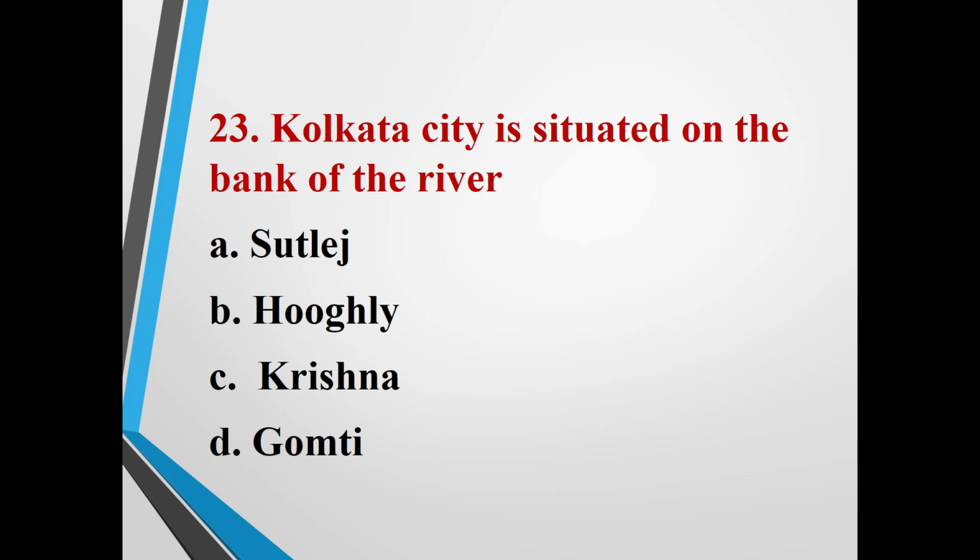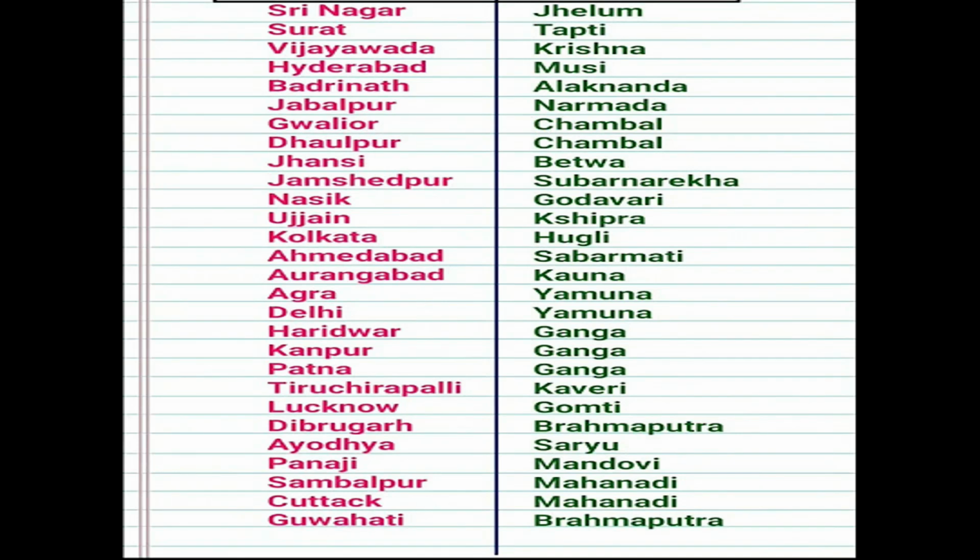Next question. Kolkata city is situated on the bank of the river. Options: A. Sutlej, B. Hooghly, C. Krishna, D. Gomti. Answer is B. Hooghly. So Kolkata city is situated on the bank of the river Hooghly. In this slide you can see the cities and the rivers on whose banks they are located.